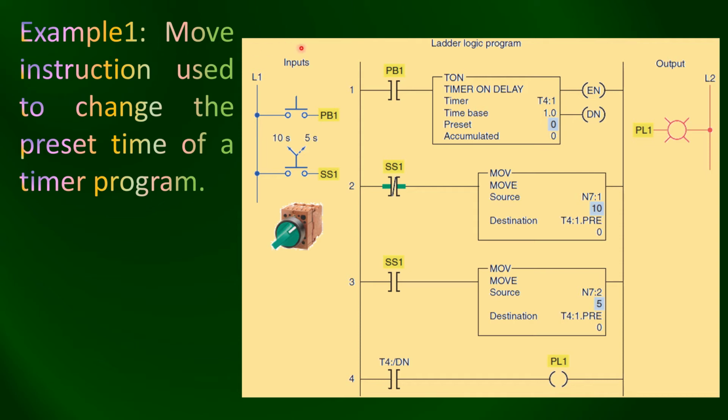Here we will discuss an example in which we use the move instruction to change the preset time of a timer. This is the timer T4:1. The preset register address will be T4:1.PRE. With the move instruction, we have written 10 and the destination is T4:1.PRE. Now if we select 10 from the selector switch, this 10 will move to this register, which is associated with the preset register of T4:1. This means the preset time of the timer will become 10 seconds.